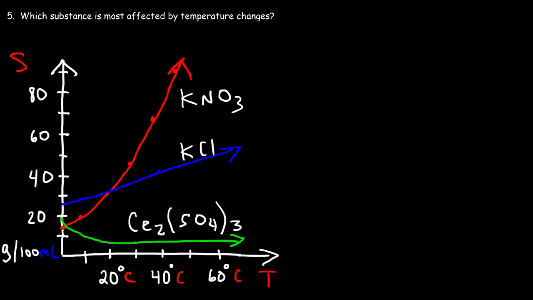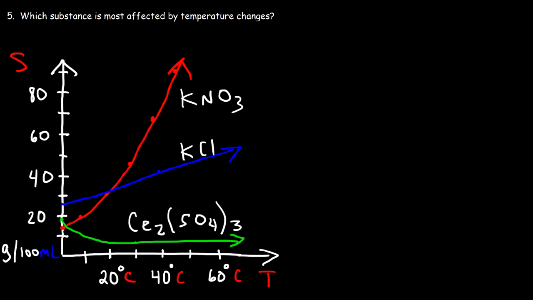Number 5. Which substance is most affected by temperature changes? Is it potassium nitrate, potassium chloride, or cerium sulfate? The answer is potassium nitrate. The slope of this line is extremely large. So potassium nitrate is most affected by temperature changes. Cerium sulfate is least affected by temperature changes, especially above 20 degrees Celsius.